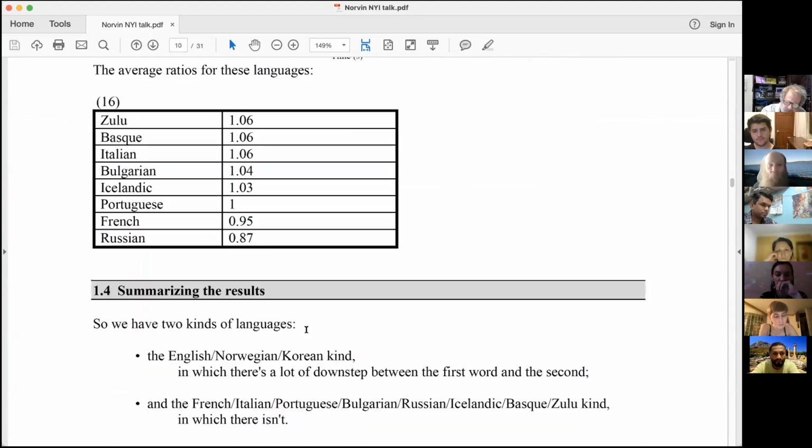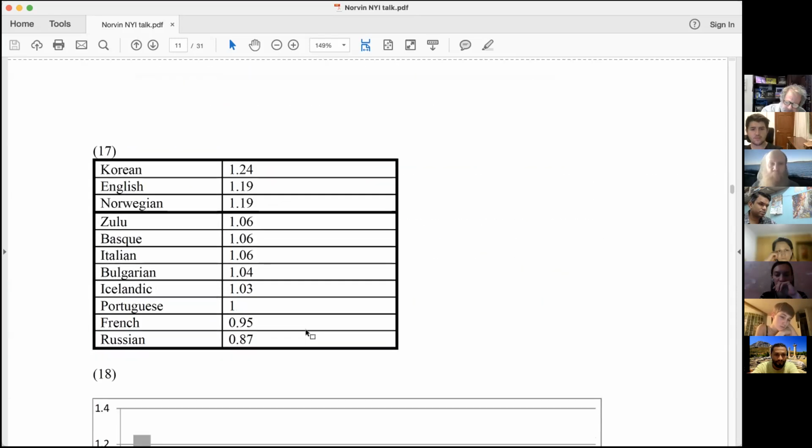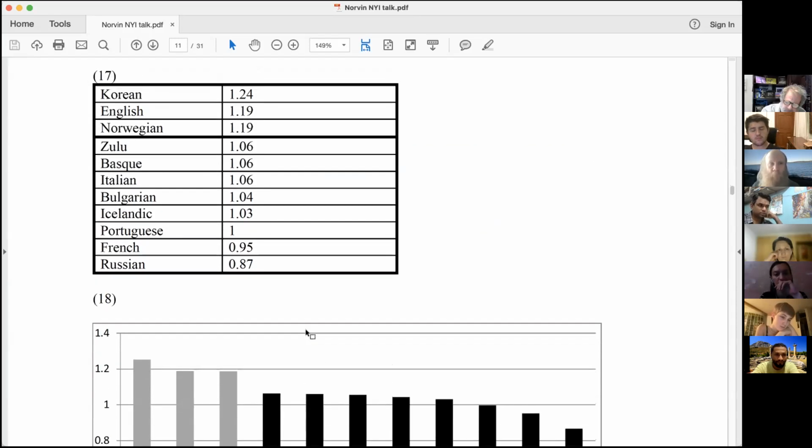So two kinds of languages. There's the English and Norwegian and Korean kind, in which there's a lot of downstep between the first word and the second. And then there's the French, Italian, Portuguese, Bulgarian, Russian, Icelandic, Basque, and Zulu kind, in which there isn't. Those are going to be the left prominent languages and the right prominent languages. That's shown to you there in 17.